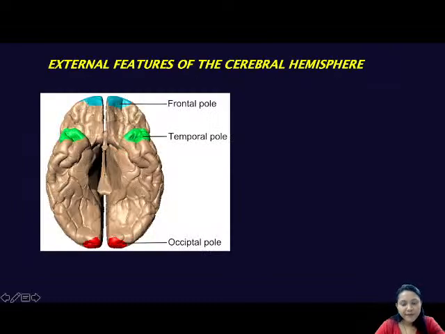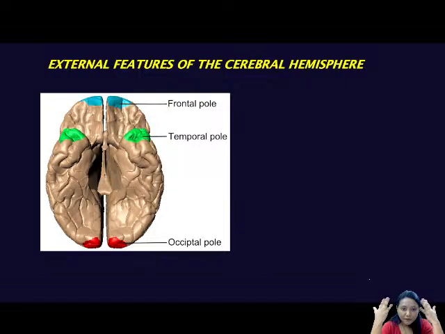Now let us come to the cerebral hemisphere. So we have finally entered the brain. What did we study before? We have studied the cranium. In the cranium, we studied the therion, asterion, inion, and the glabella, nasion, rhinion, and gnathion.